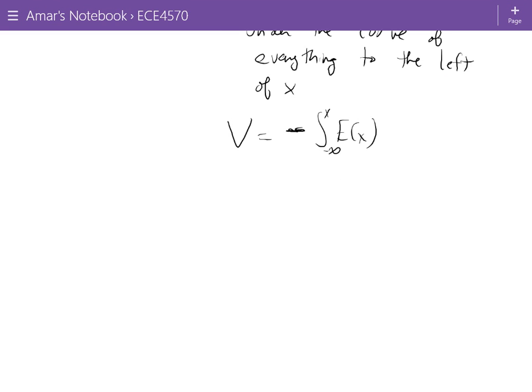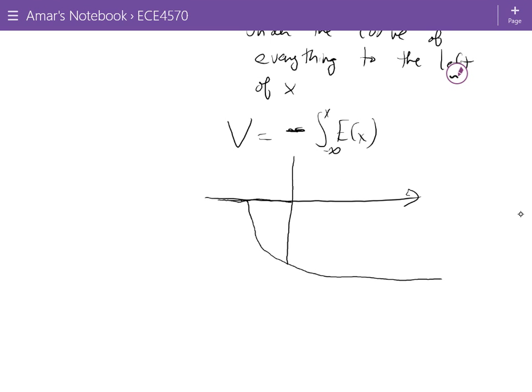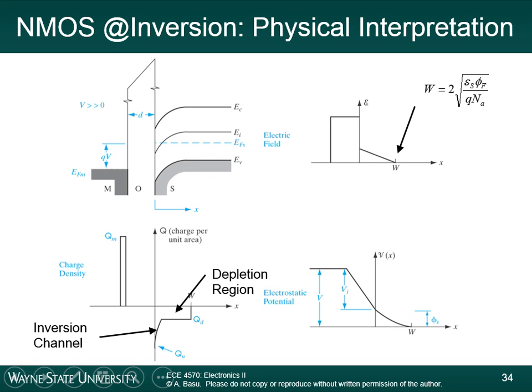If we want to figure out the electrostatic potential from the electric field plot, it would actually start going down like this, and it would become negative like this as we go here. Now I want to compare that to this diagram that you see here.